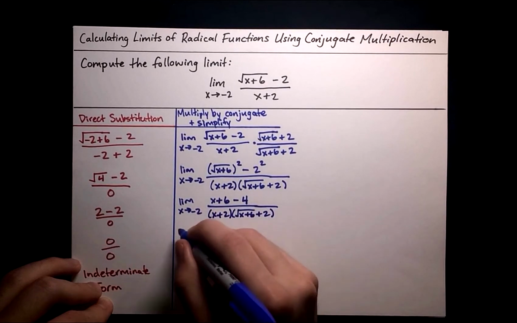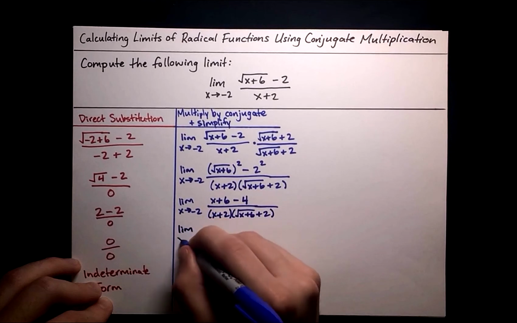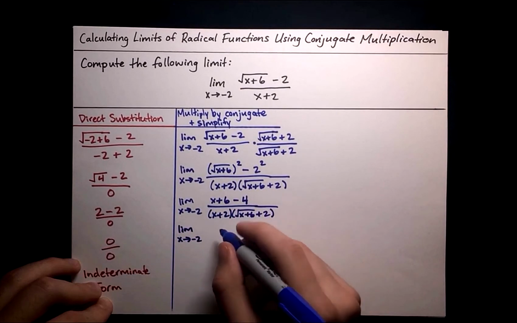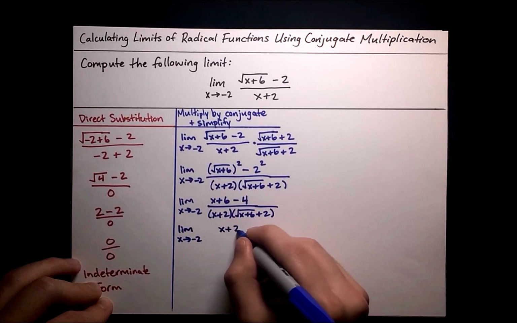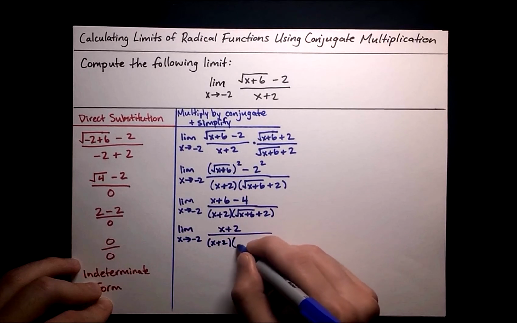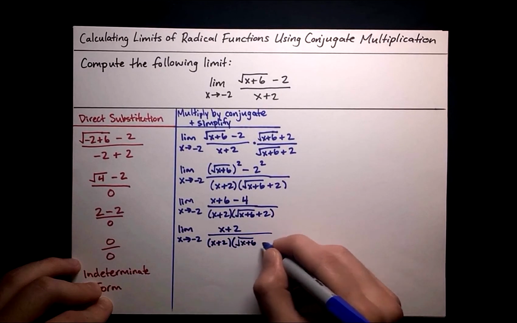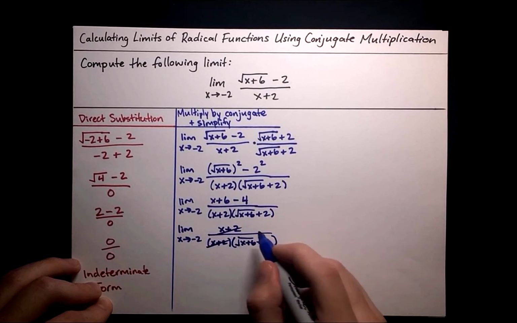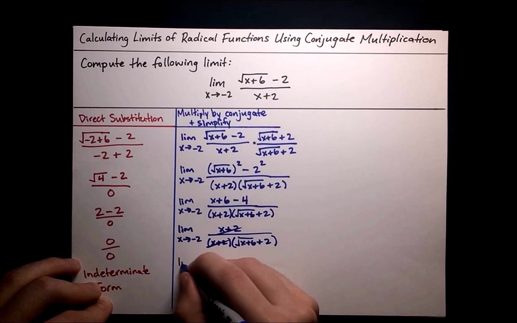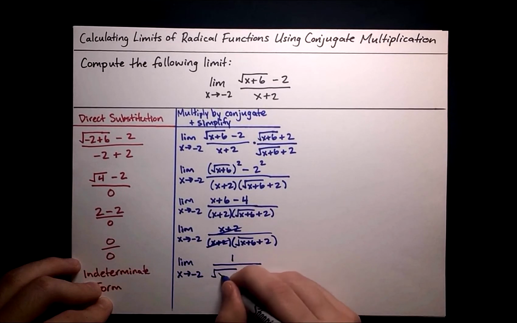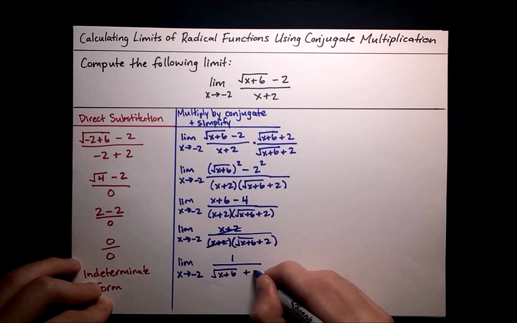Let's go ahead and keep on simplifying. Limit as x approaches negative 2. The numerator, 6 minus 4 is just 2, so we really have just x plus 2 in the numerator. And then, hey, there's also an x plus 2 in the denominator, so we can go ahead and simplify by canceling these x plus 2's in the numerator and the denominator, and we end up with just limit as x approaches negative 2 of 1 over root x plus 6 plus 2.